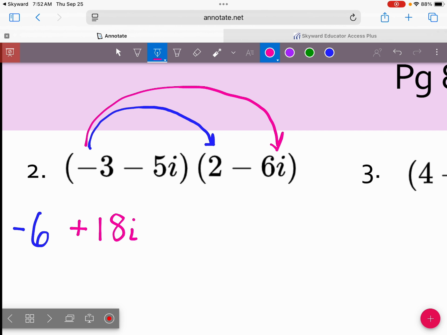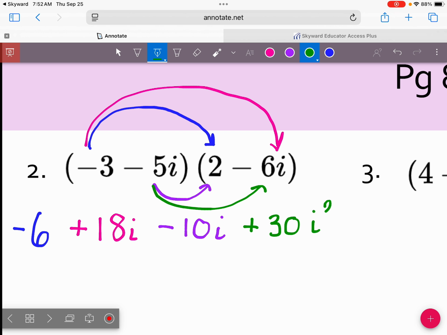Just be really careful with your multiplication. The signs are honestly usually what gets us thrown off. So pay attention to the signs. A negative times a negative is positive. So then we have our minus 5i times 2. That's going to give us a minus 10i. And our last one here is a minus 5i times minus 6i. It's going to give us a positive 30i squared.